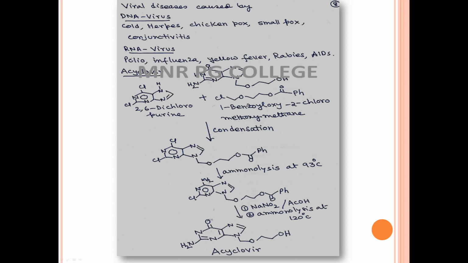Now we will do acyclovir. This is its structure. It looks like a DNA base with a little modification, where here you have a side chain. So it looks like an original purine type of molecule. The synthesis starts from 2,6-dichloropurine.